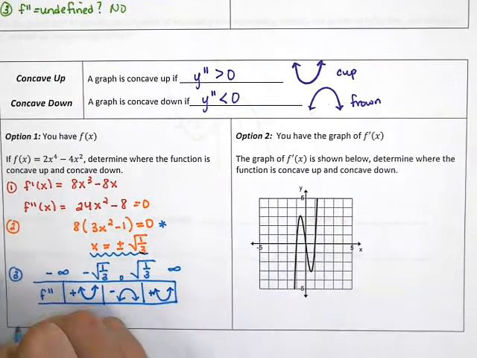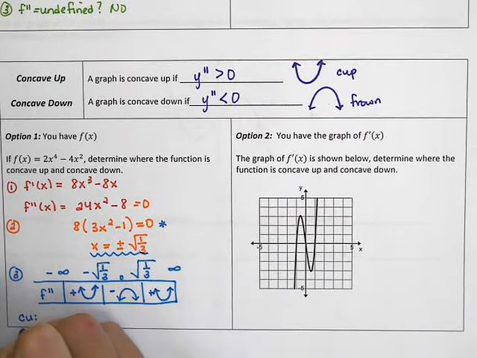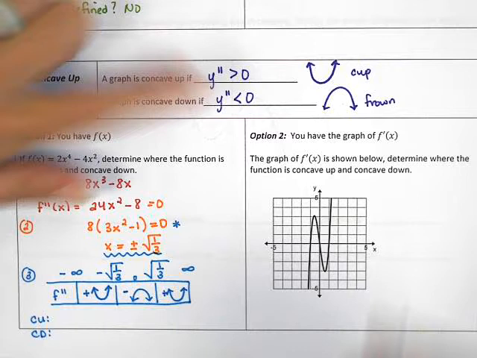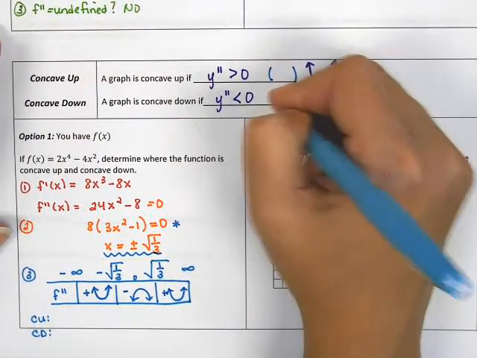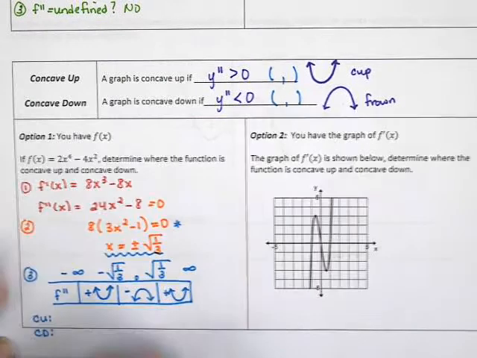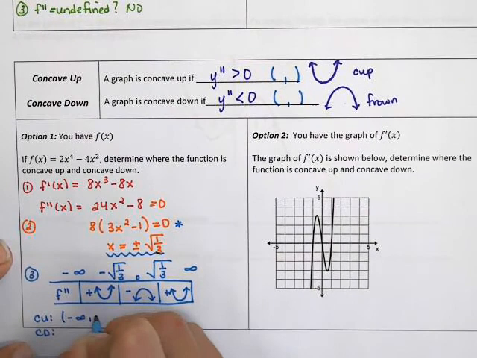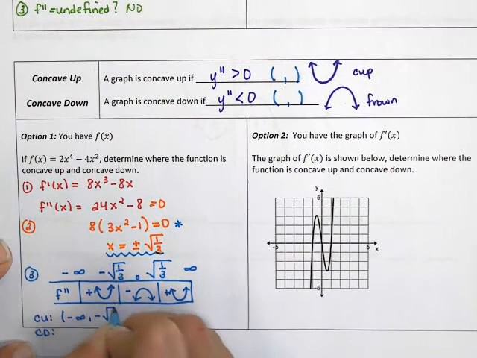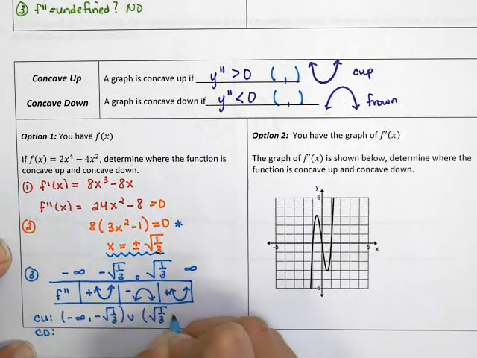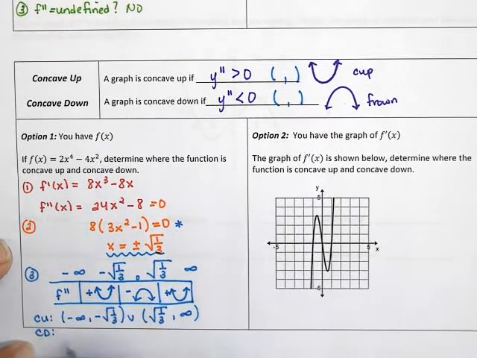If I wanted to list where my function is concave up or concave down, because of the way that this is defined with a greater than or a less than but no equal to, we always use parentheses around our intervals, so we're not going to include the endpoints. So concave up would be from negative infinity to the negative square root of 1/3, and then also from square root of 1/3 to infinity. Concave down would be negative square root of 1/3, comma, positive square root of 1/3.